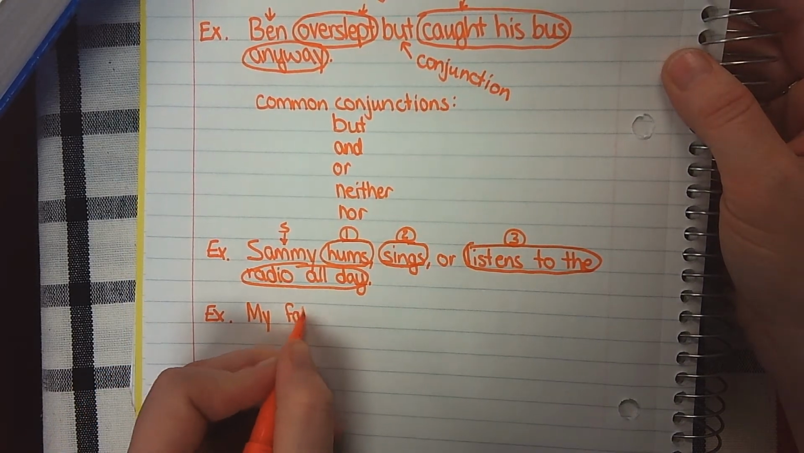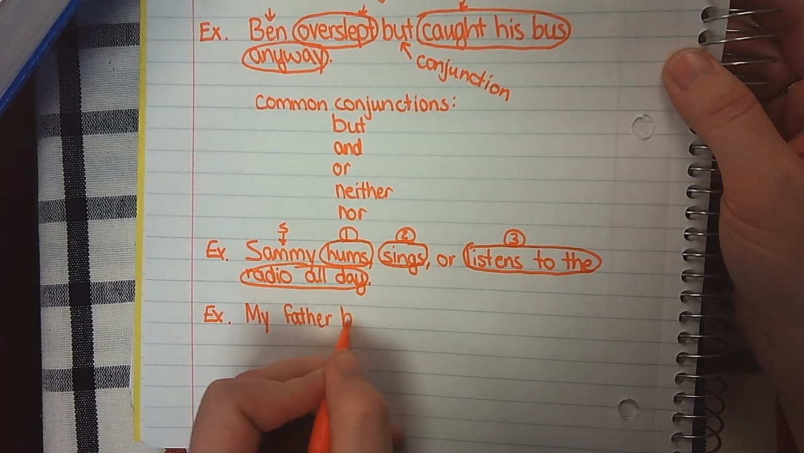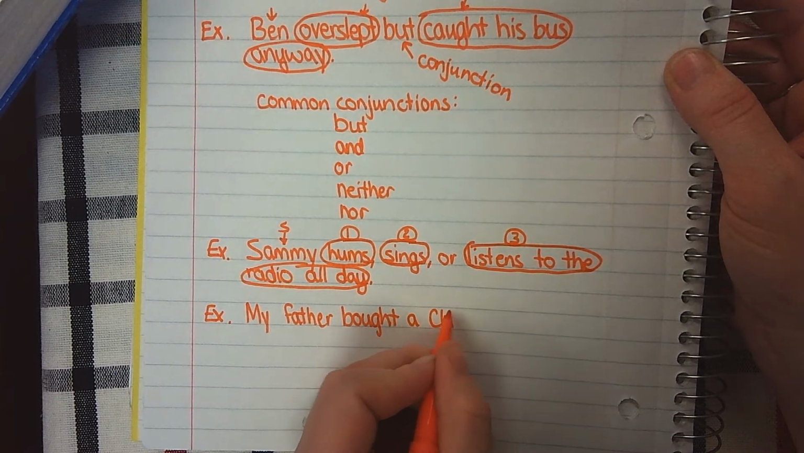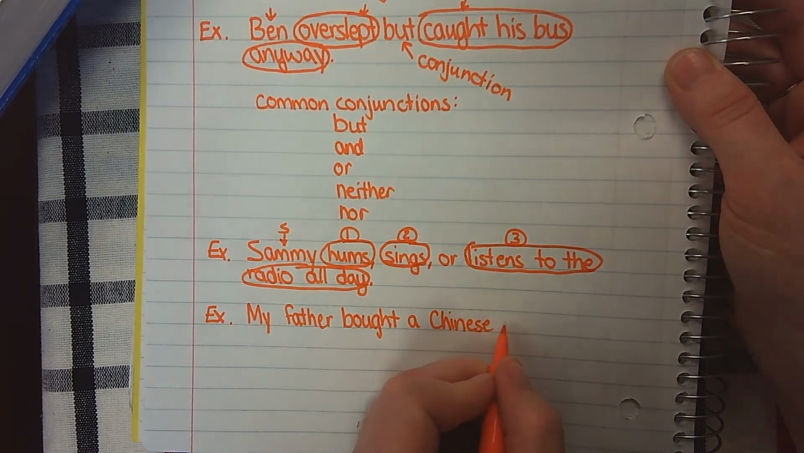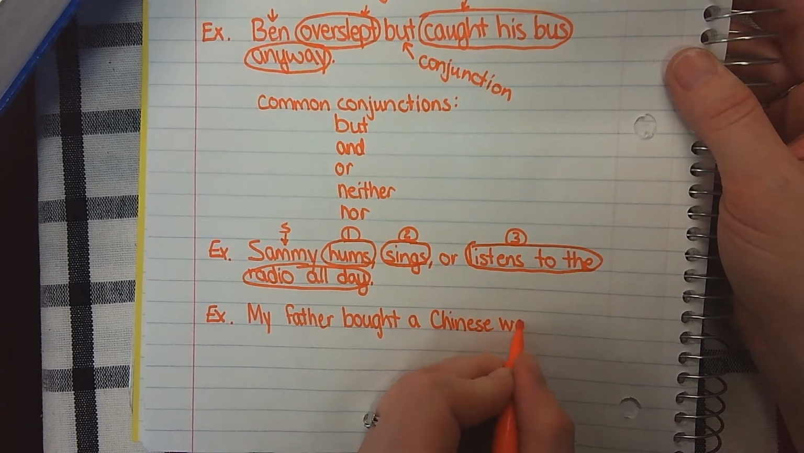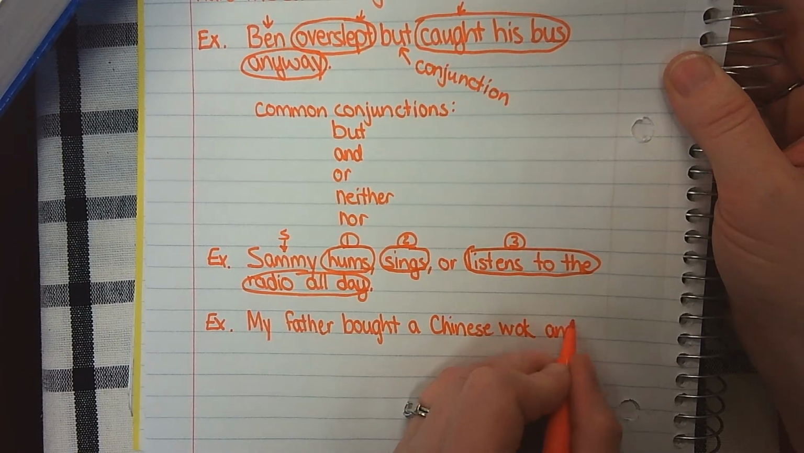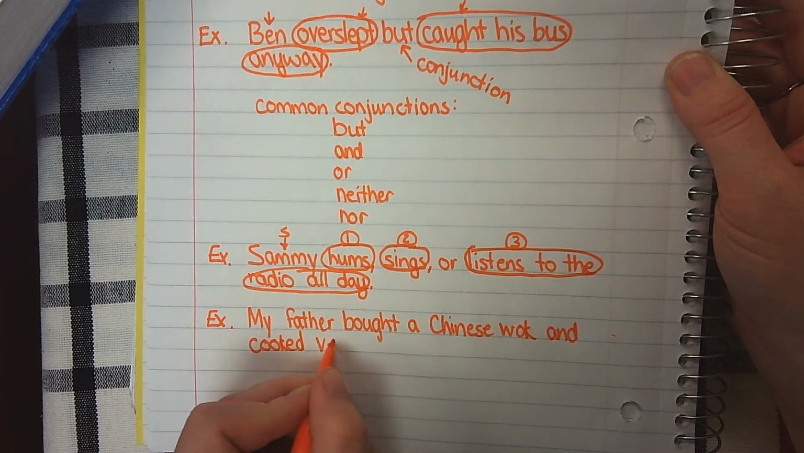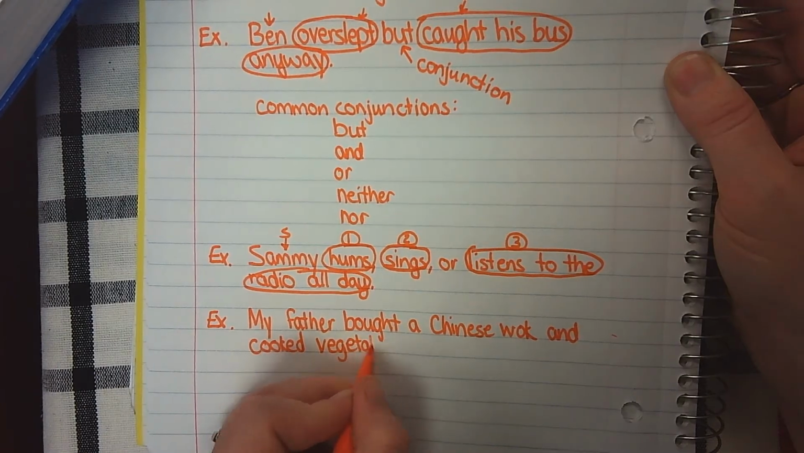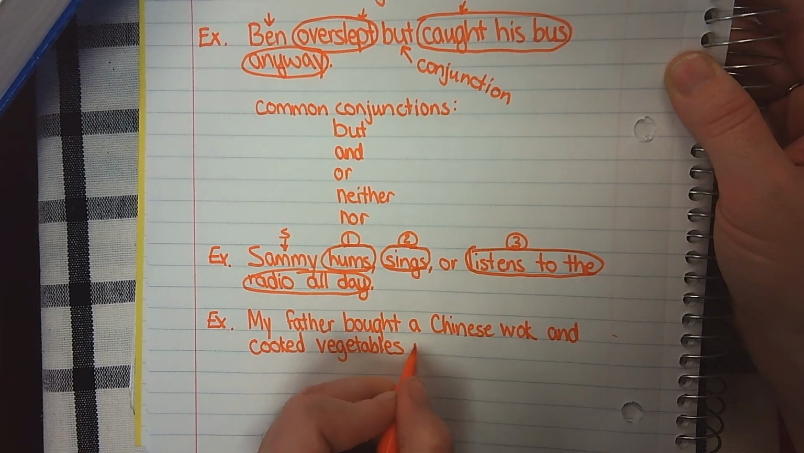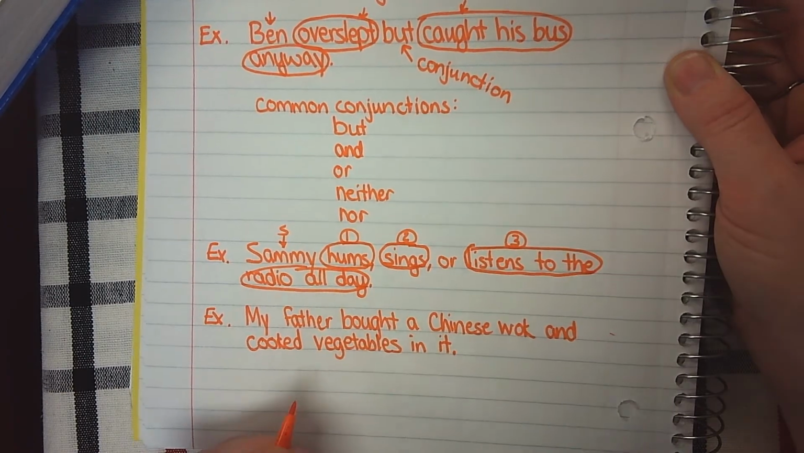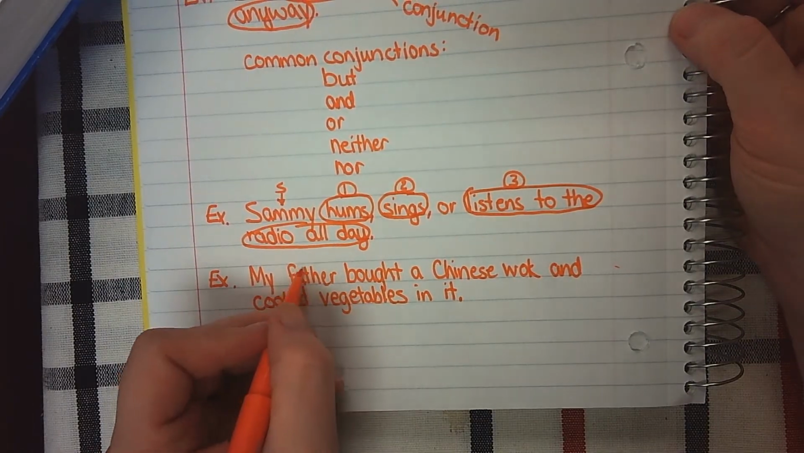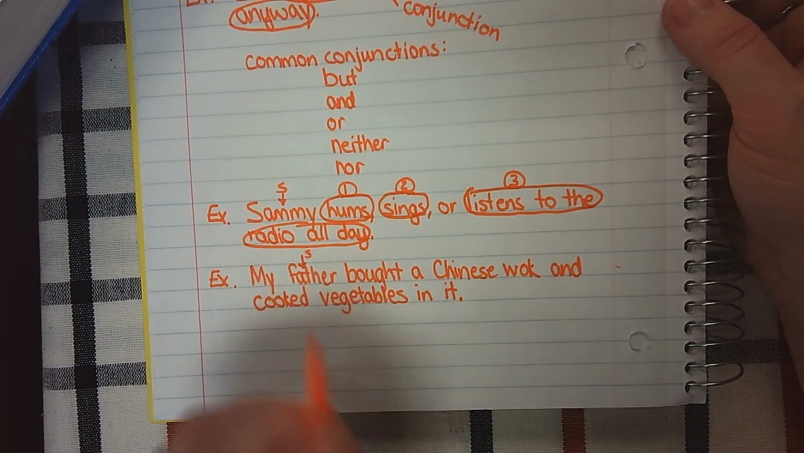My father bought a Chinese wok and cooked vegetables in it. Okay, so what is the subject of our sentence? Who or what is it focusing on? It's focusing on my father. Okay, this is our subject.